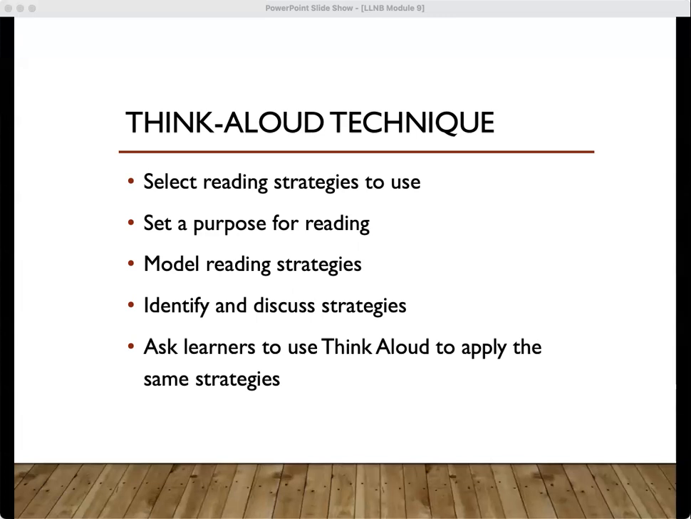Step 3, read the article and model the strategies you identified. Model the strategies by stopping during the reading and thinking aloud. It's important to rehearse when you'll use the strategies and what you'll say, rather than demonstrating this on the fly. This will help you focus on the specific strategies and present them clearly.